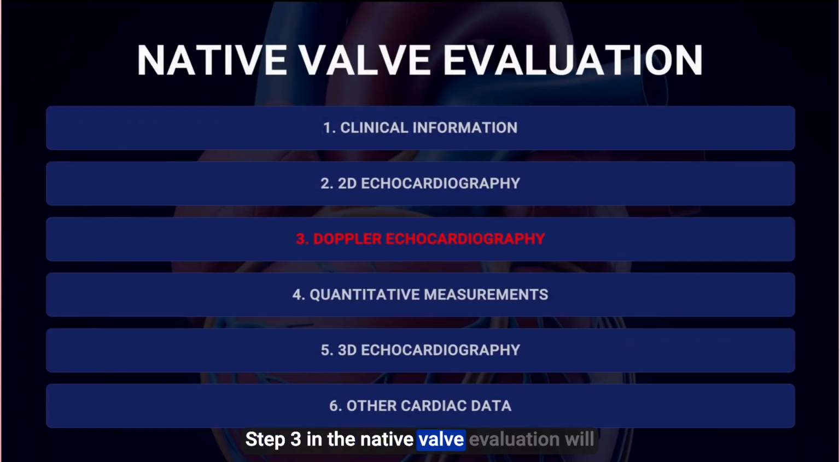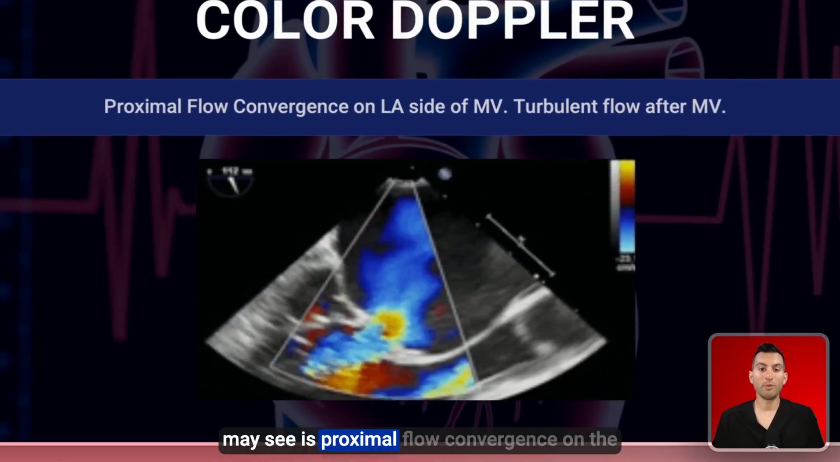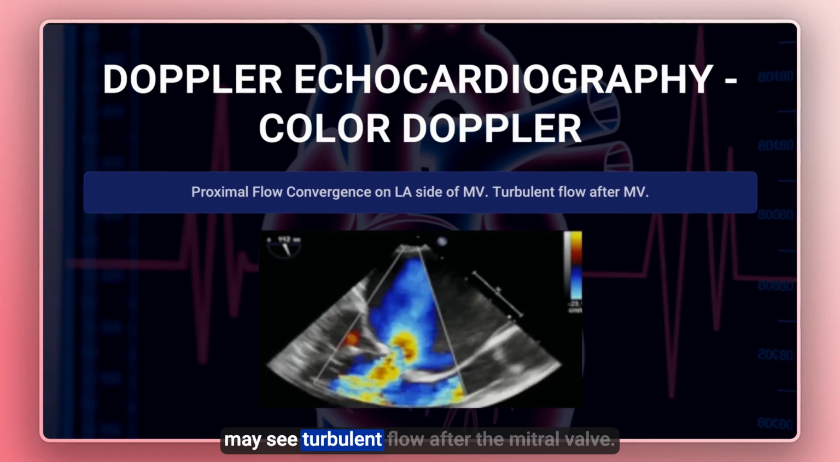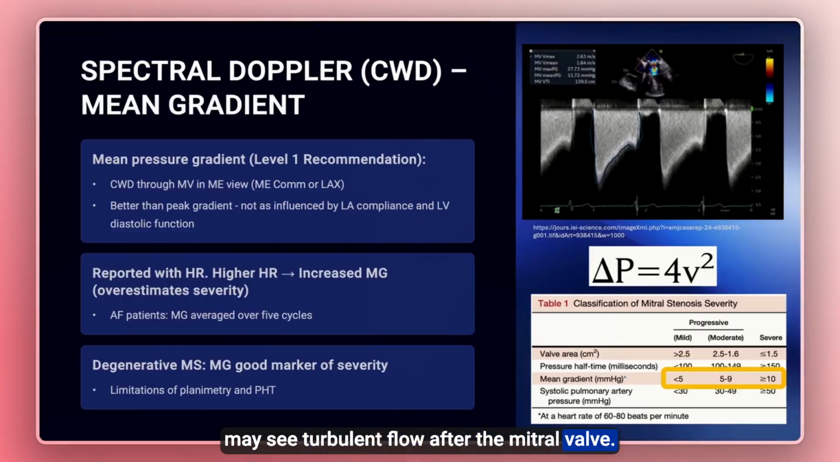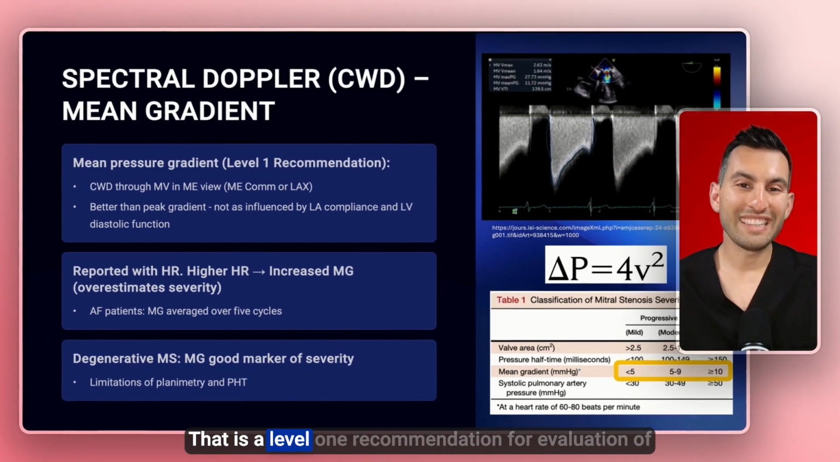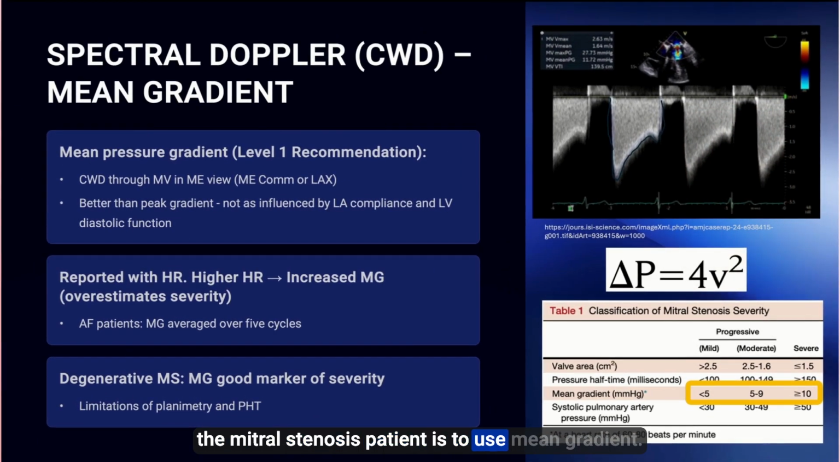Step 3 in the native valve evaluation will be looking at Doppler echocardiography. Using color Doppler, one of the first things you may see is proximal flow convergence on the left atrial side of the mitral valve, and then you may see turbulent flow after the mitral valve. We can also use spectral Doppler to evaluate these patients. One of the major tools we have is using mean gradient. That is a level 1 recommendation for evaluation of the mitral stenosis patient.